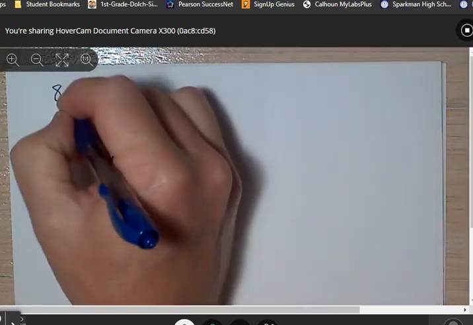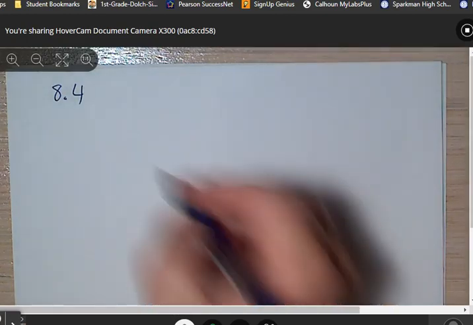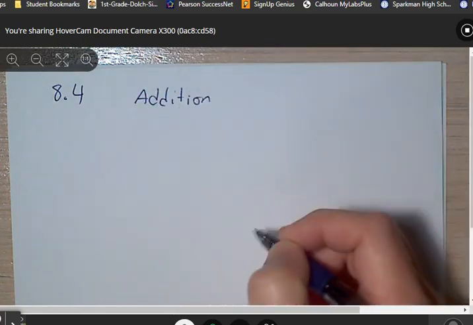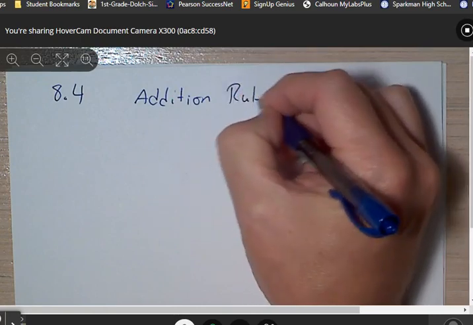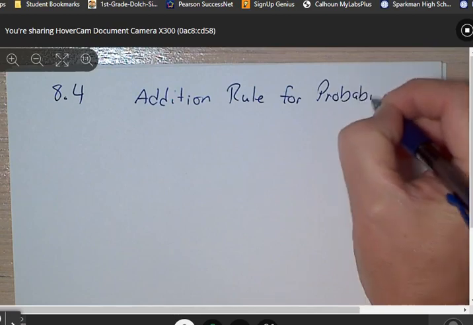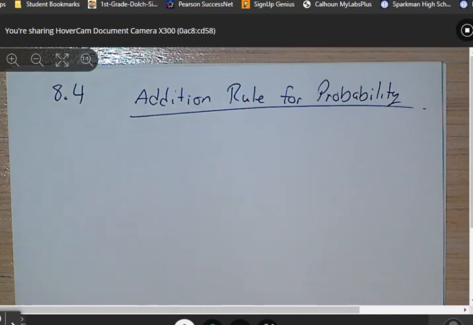All right. And 8.4, they do more with probability. Keep working on doing some more basic concepts on this one. But the very first thing that they do, they call it the addition rule for probability. It is basically this. So we'll do this.